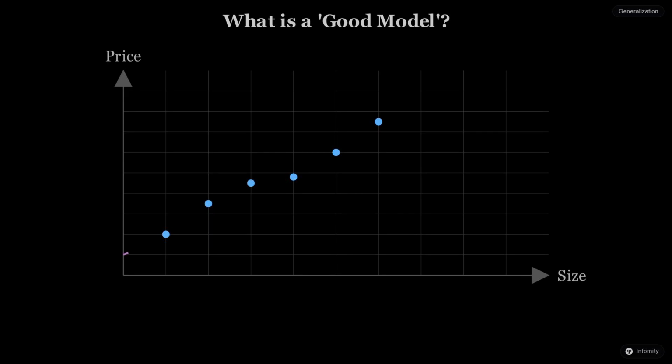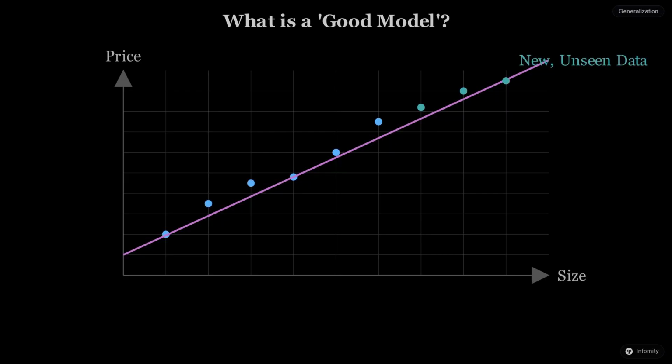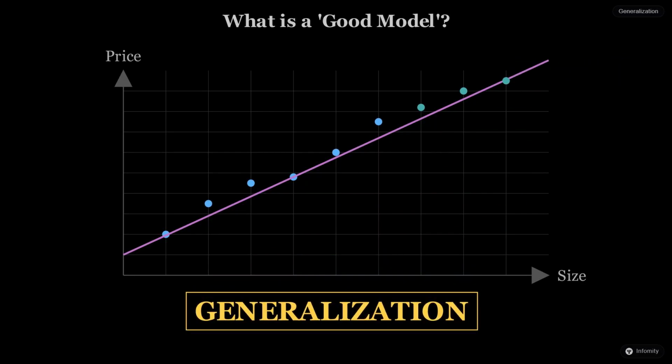A truly good model doesn't just remember the houses it has seen, it should also make accurate predictions for new, unseen houses it encounters in the real world. This ability is what we call generalization.